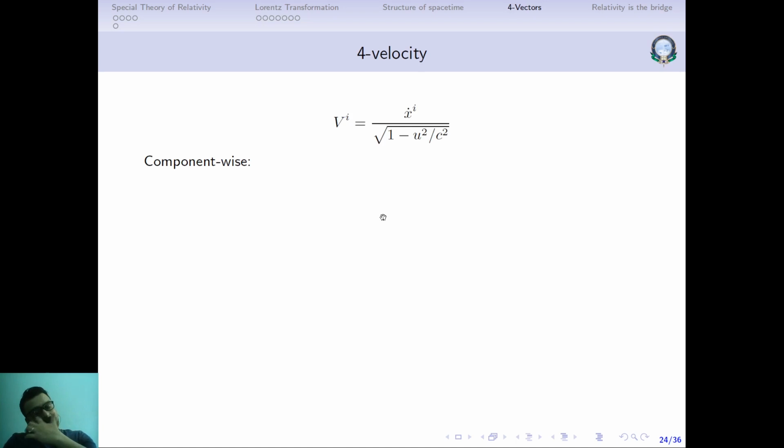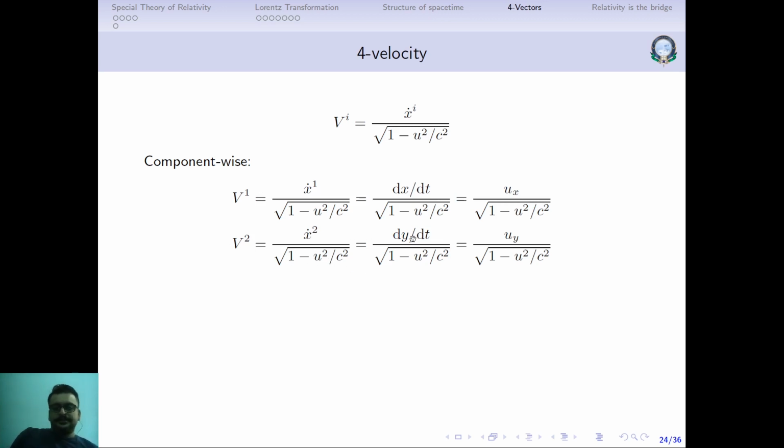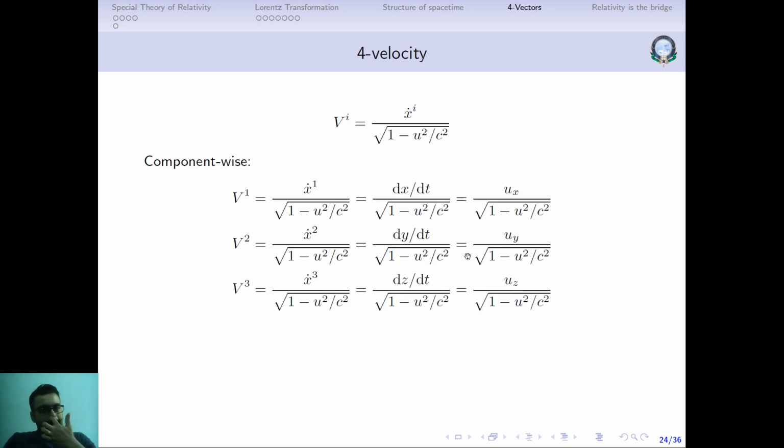So we can break this down into components. Component wise, this is what will happen. You just put 1 here. So v1 is equal to x1 dot by under root 1 minus u square by c square. What is x1 dot? x1 is nothing but the x coordinate, so x1 dot will be nothing but dx by dt. And dx by dt is the x component of the observed velocity. Then what is v2? Same thing, you put a 2 here, so x2 dot divided by under root 1 minus u square by c square. x2 dot is nothing but dy by dt, which is equal to uy. Same thing here also, this will be uz divided by this.